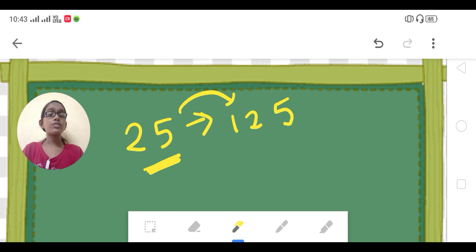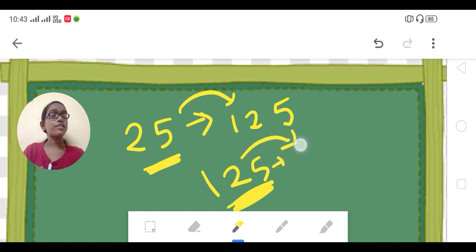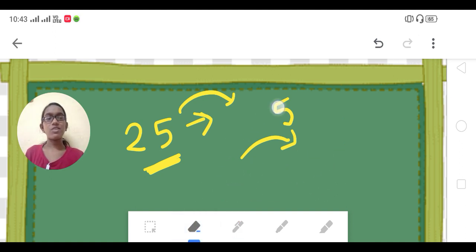Now if you are able to multiply any number with 125 easily after watching the video, then you will be able to multiply the same number with 625 even more easily. So this is all about the video. Now let's begin with the content of the video.